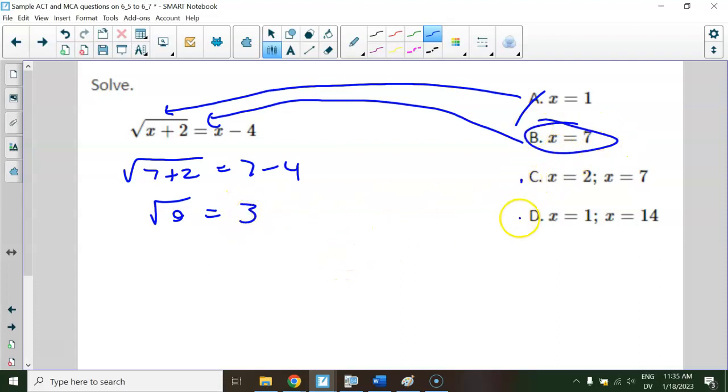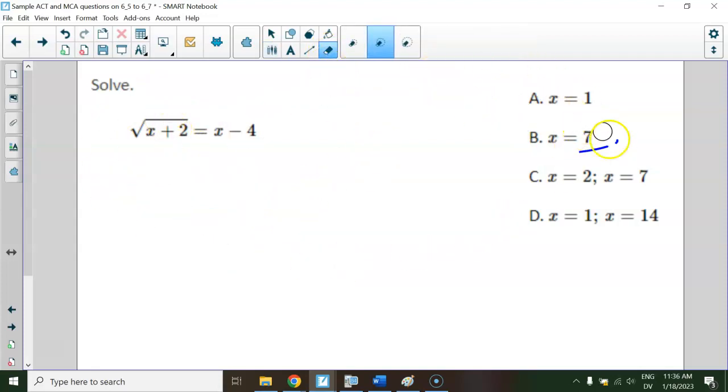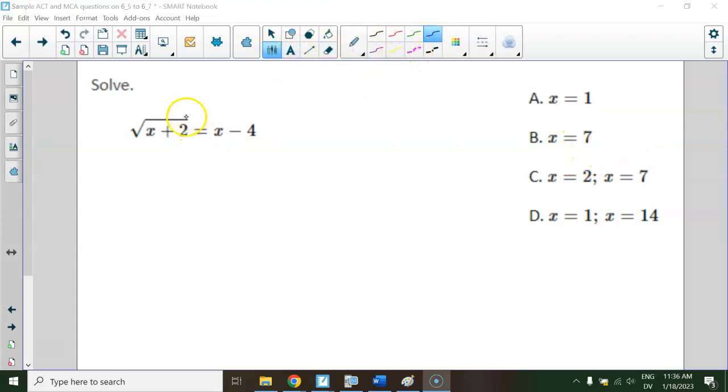Okay, and then I would keep testing, right? Because it could be C or D too. But that's one way to do this question. Okay, if you want to do the actual math, I'll show that next here. So the actual math for solving this one is get rid of the square root by squaring.